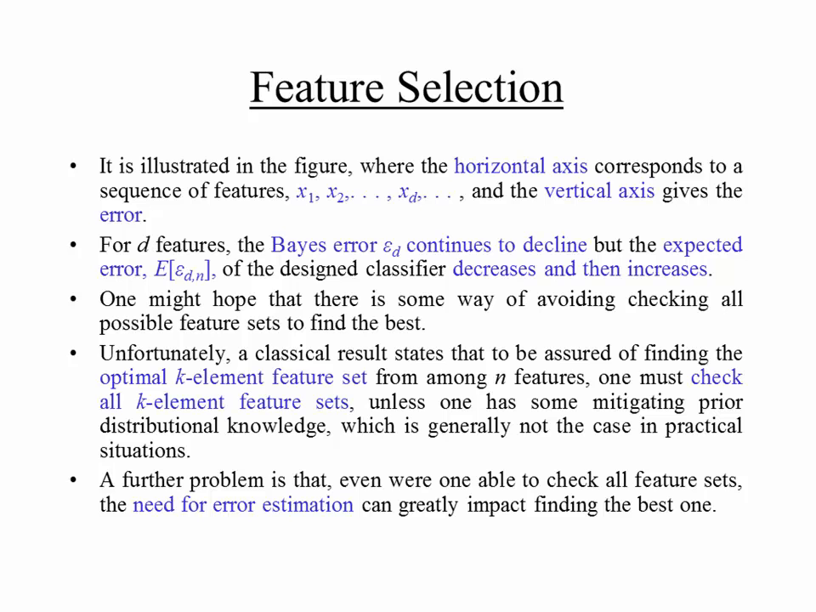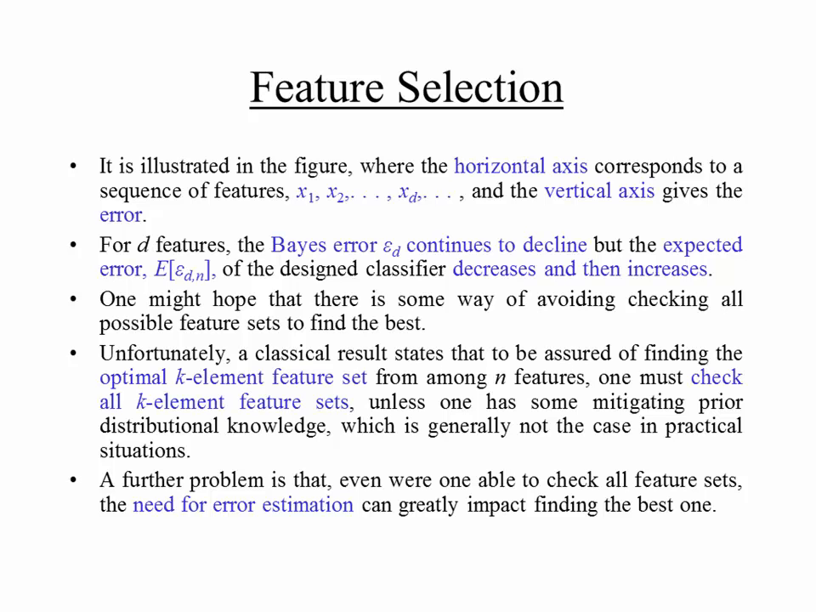So one might hope that there is some way of avoiding checking all possible feature sets to find the best one. But unfortunately, a classical result states that to be assured of finding the optimal k-element feature set from among n features, one must check all k-element feature sets, so n choose k cases, unless one has some mitigating prior distributional knowledge, which is generally not the case in practical situations.